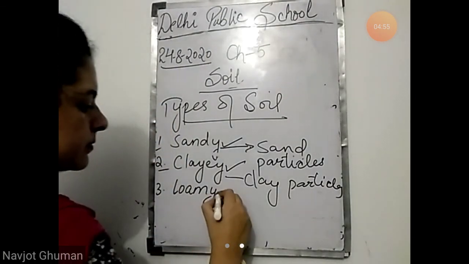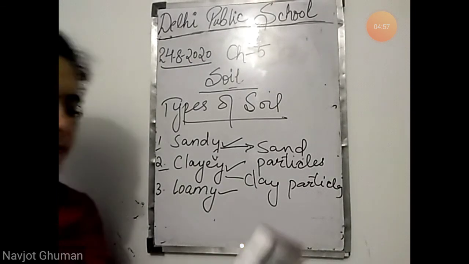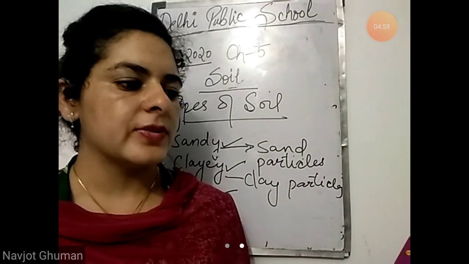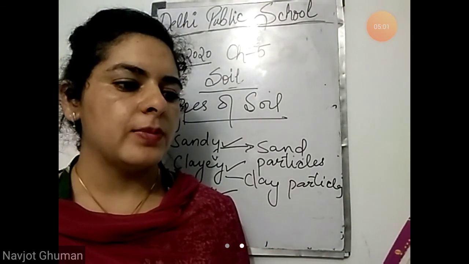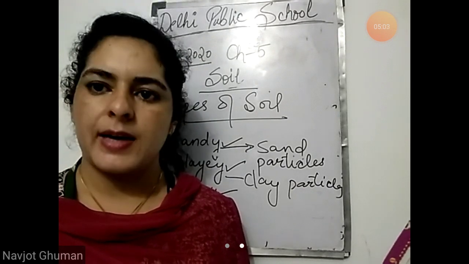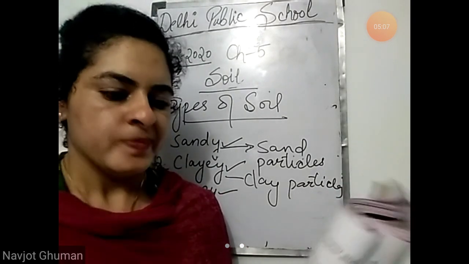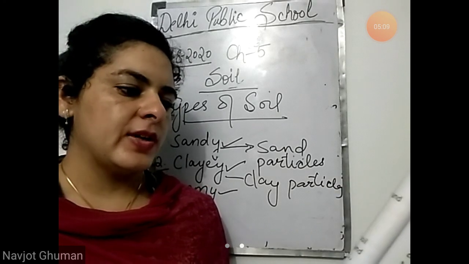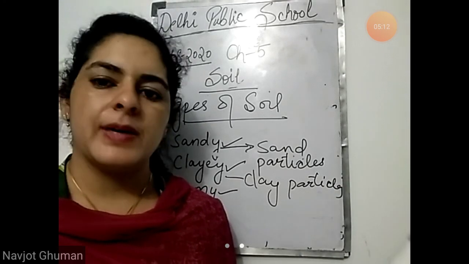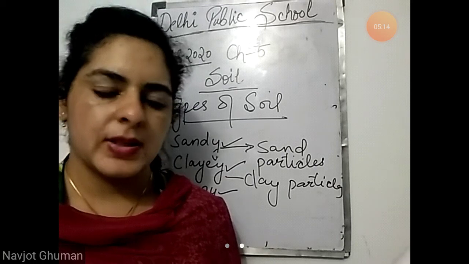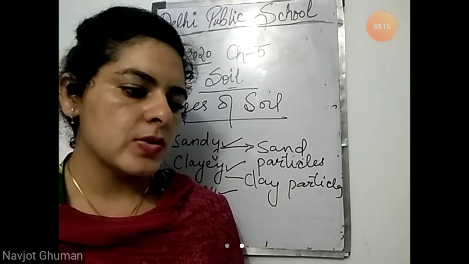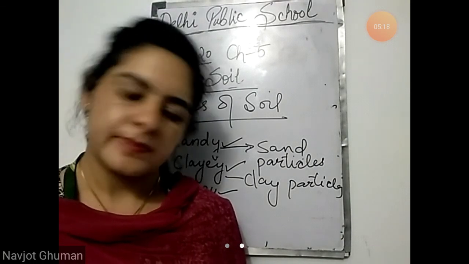Next is your loamy soil. What is loamy soil? This soil has almost the same amount of sand, clay and silt. Loamy soil is the best soil for growing plants. It is rich in nutrients and humus and allows water to pass through it easily.